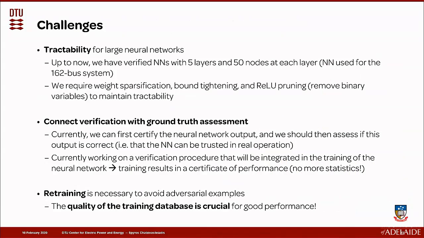Shall I go on? So, as I said, this is a new research topic. For power systems, we haven't seen any other paper, to be honest, but also for the machine learning community it is very new, and there are a lot of challenges. One of the major challenges is tractability, as one might have expected. What we have managed up to now is a 4-layer neural network with 100 nodes per layer.